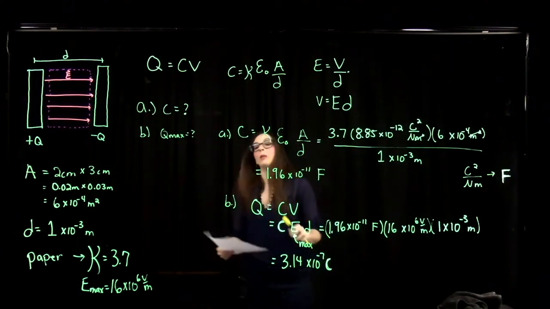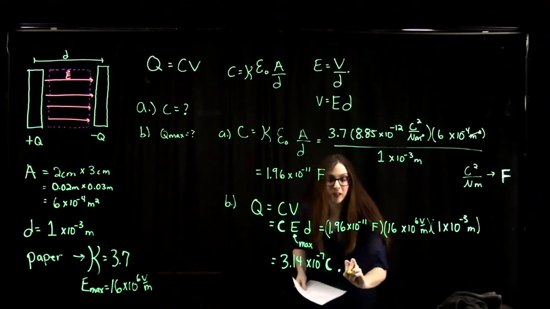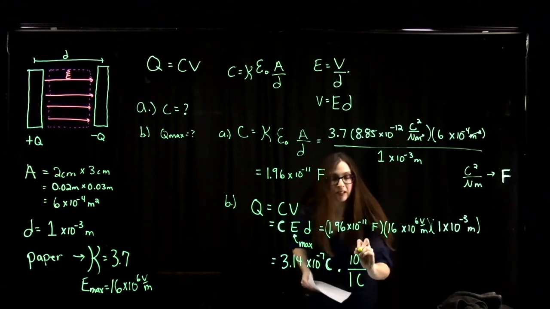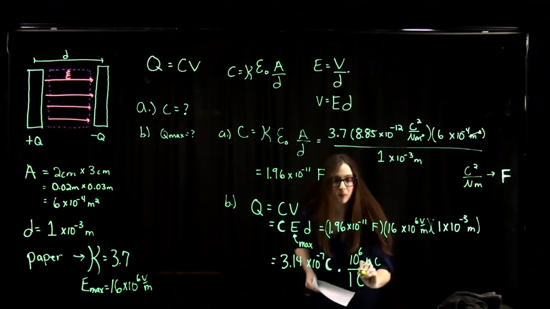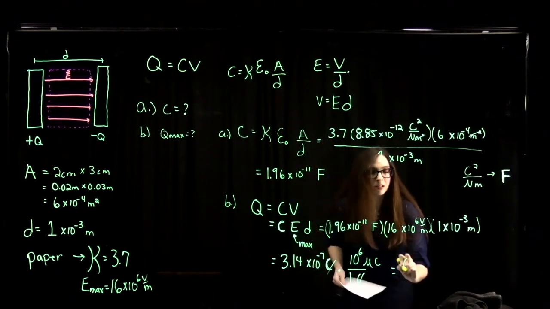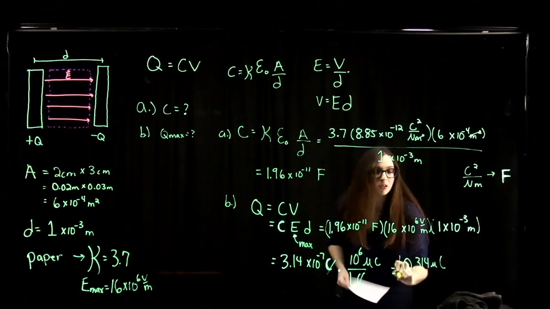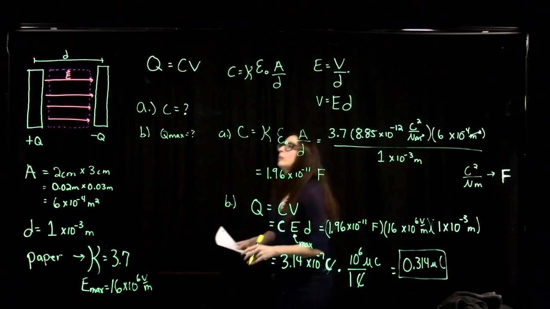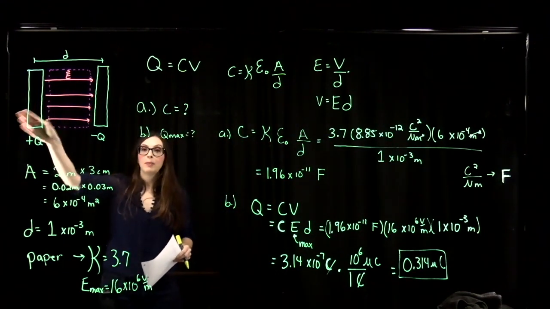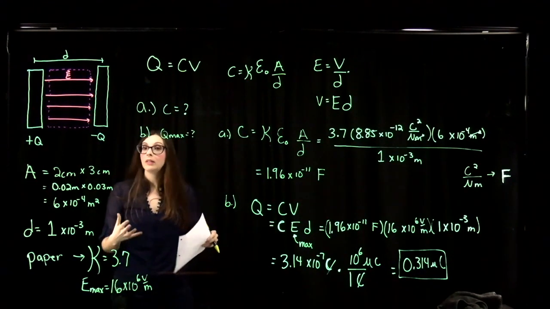I'm going to write this in microcoulombs. So we've got a conversion factor that in 1 coulomb, there are 10 to the 6 microcoulombs. You can multiply this number by 10 to the 6, and then this gives us 0.314 microcoulombs as the charge that we could have on the plates of our capacitor. Positive 0.314 microcoulombs on the positive plate, negative 0.314 microcoulombs on the negative plate.